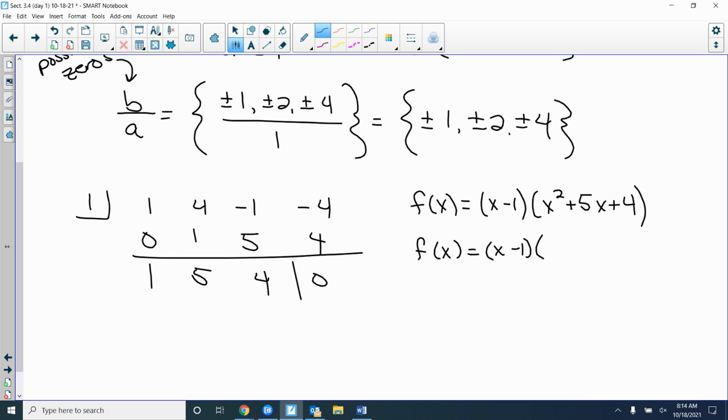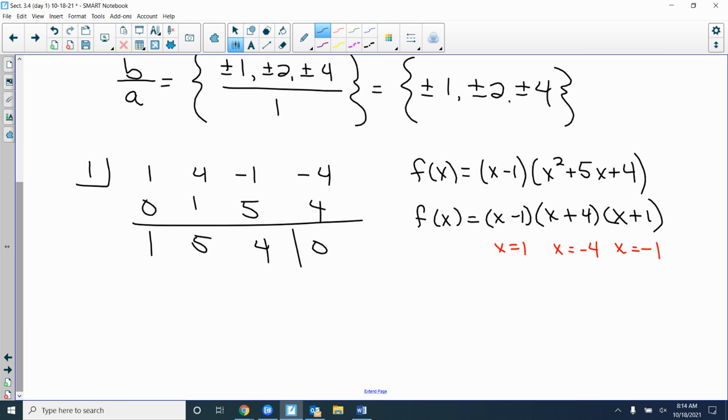x minus 1, and it factors into x plus 4 times x plus 1. So that means my answers are x equals 1, x equals -4, x equals -1. And so now my zeros, or my roots, are -4, -1, and 1. Okay? Well, this is your factored form. x times x times x is x cubed. -1 times 4 times 1 gives me -4.